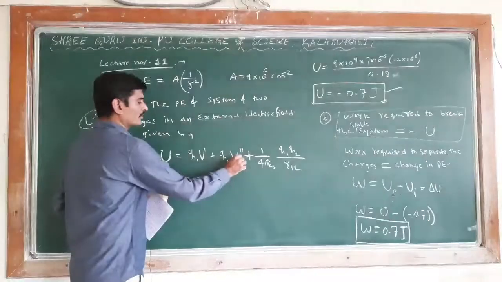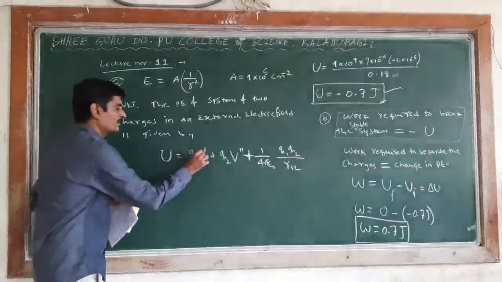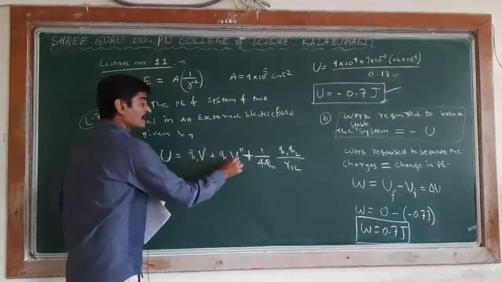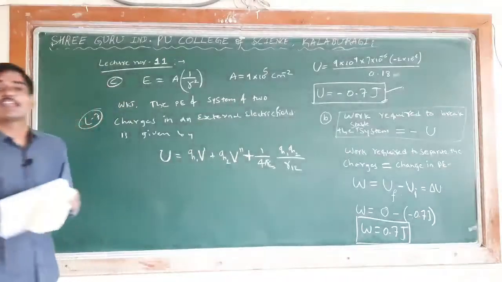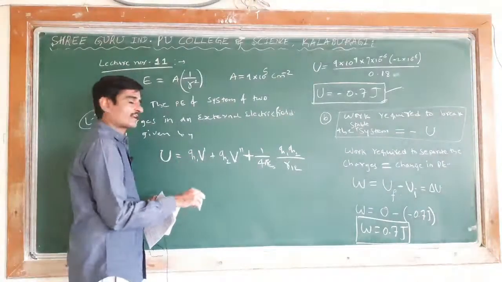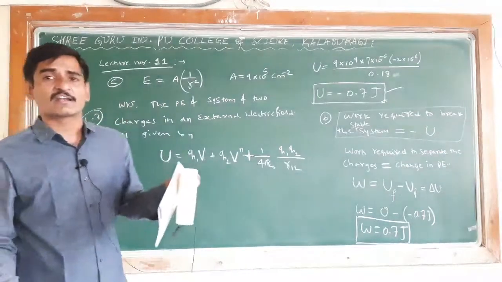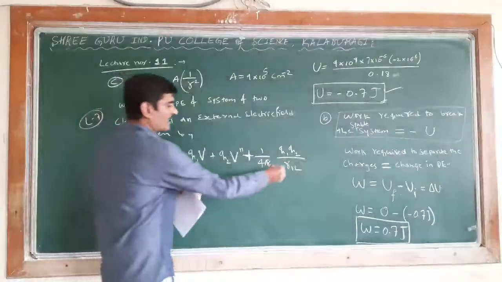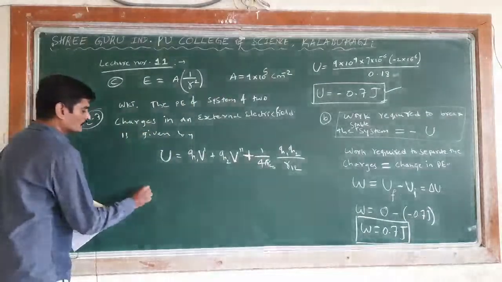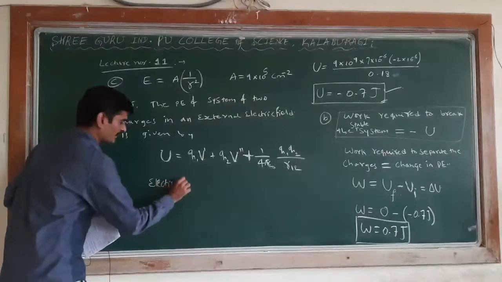Q1 into V dash plus Q2 into V double dash plus 1 by 4 pi epsilon Q1 Q2 divided by R12, where V dash and V double dash are the electric potential due to the external electric field. V dash is the electric potential due to the external electric field at the point of Q1, and V double dash is the electric potential due to the external electric field at the point of Q2, and R12 is the distance between Q1 and Q2.